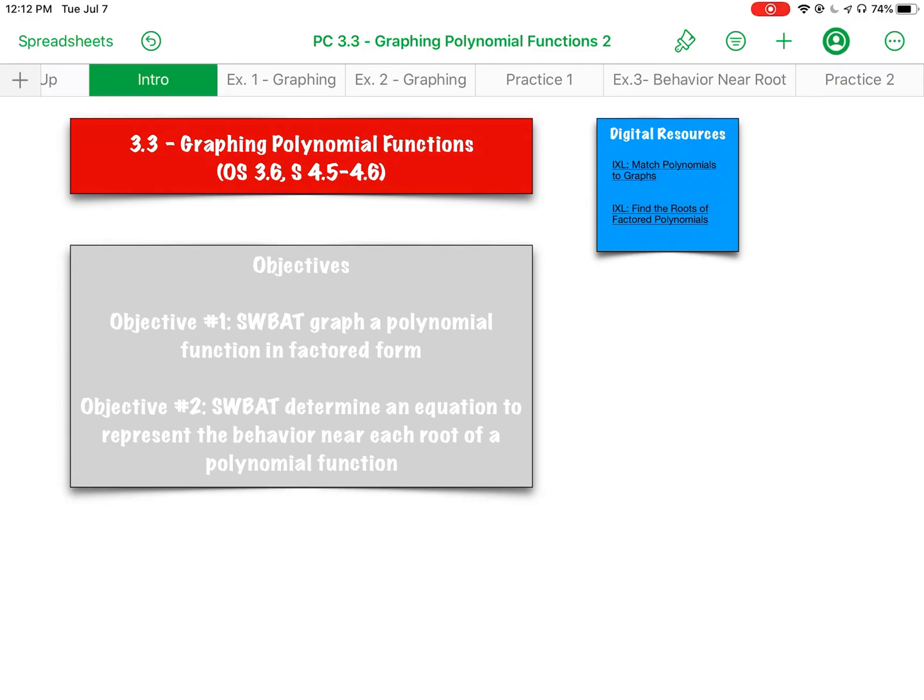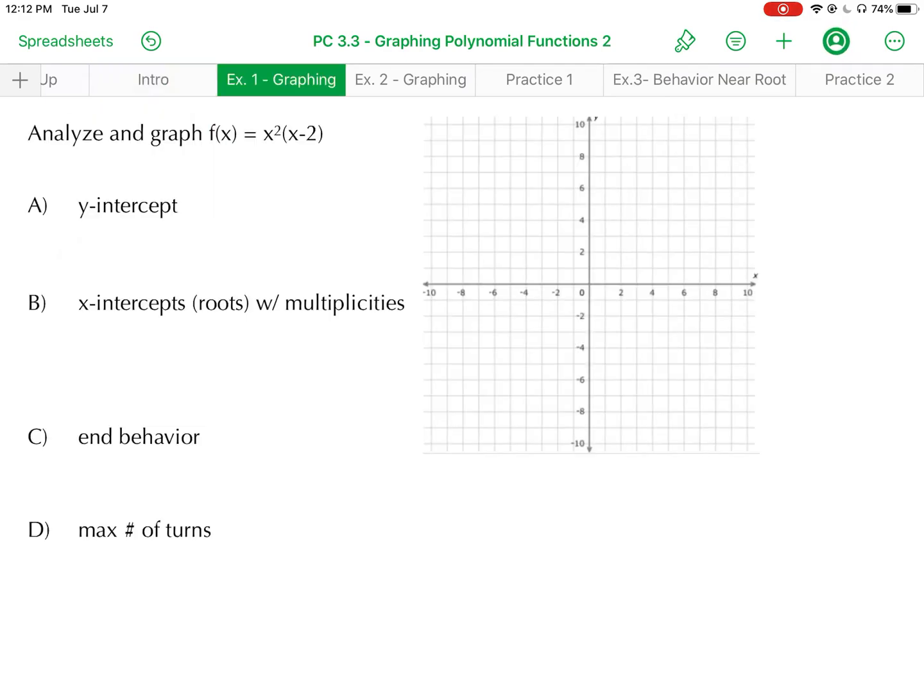All right, this is the first video of section 3.3 where we're going to be using the different properties and characteristics that we learned related to polynomial functions in order to graph them ourselves, okay? So let's get right into an example here.